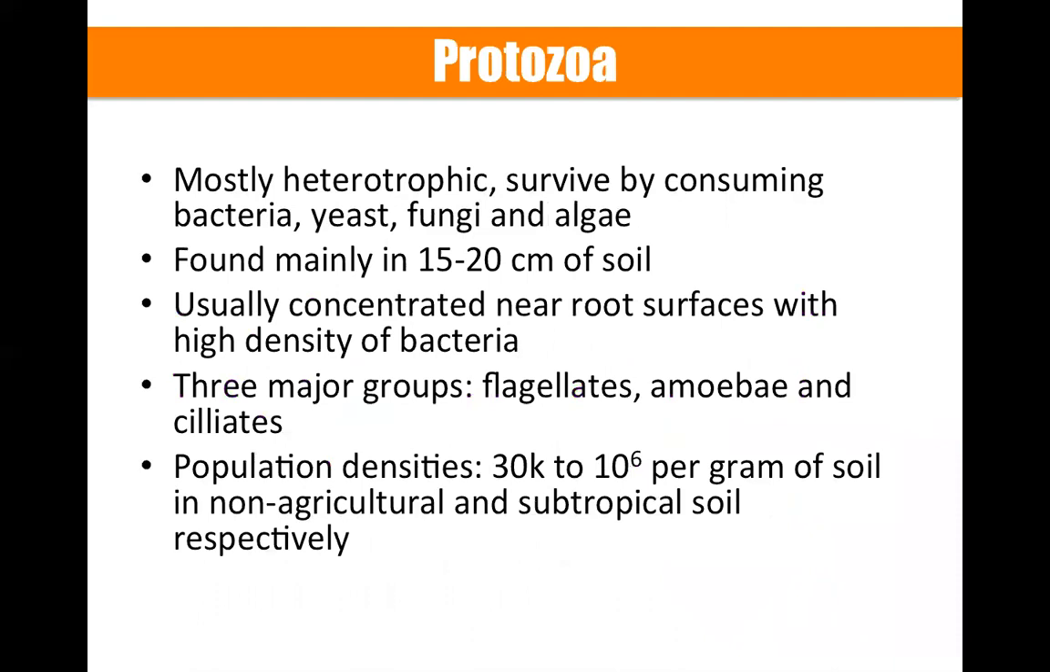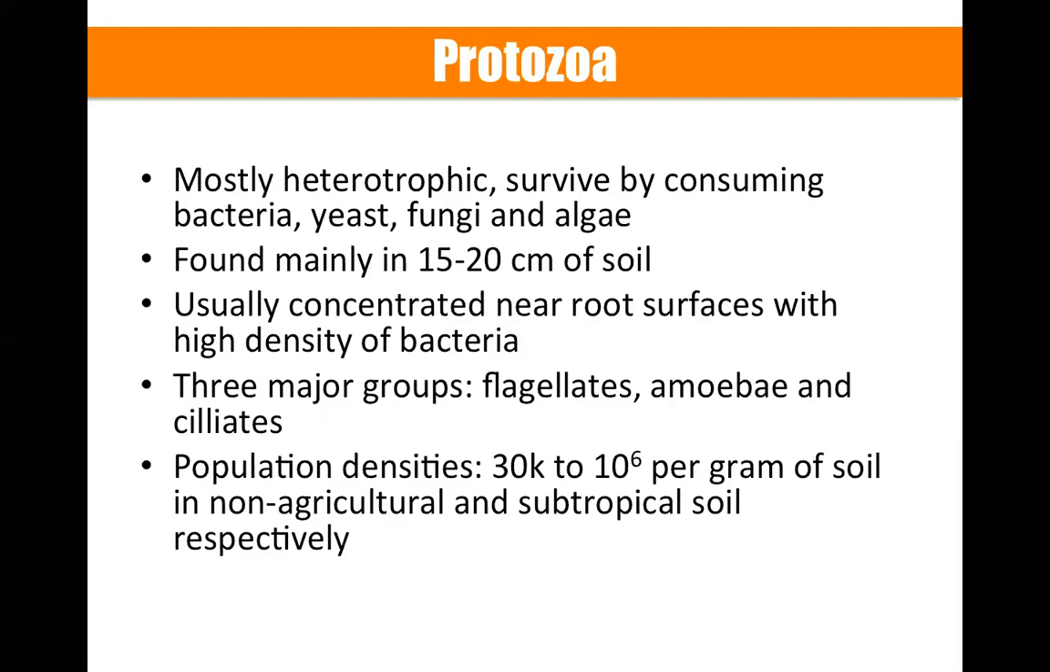So the last one, protozoa. Protozoa are single unicellular organisms. They are eukaryotic organisms, mostly heterotrophic. They are quite big, about 5.5 millimeters, so you can actually see them. They are found mainly in the top 15 to 20 centimeters of soil.